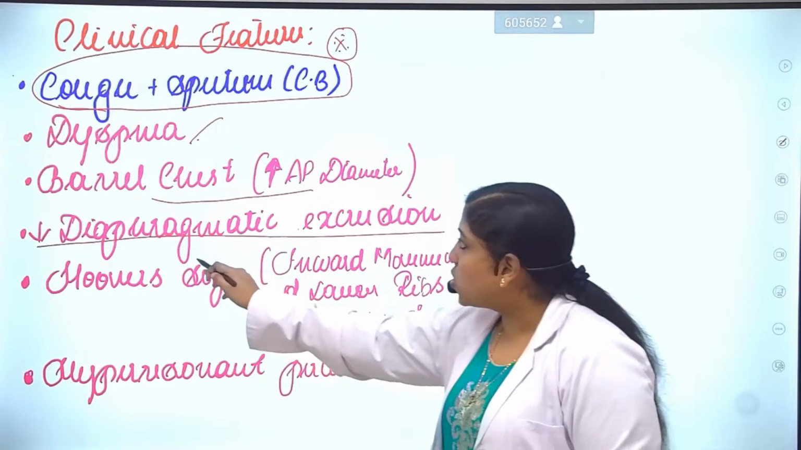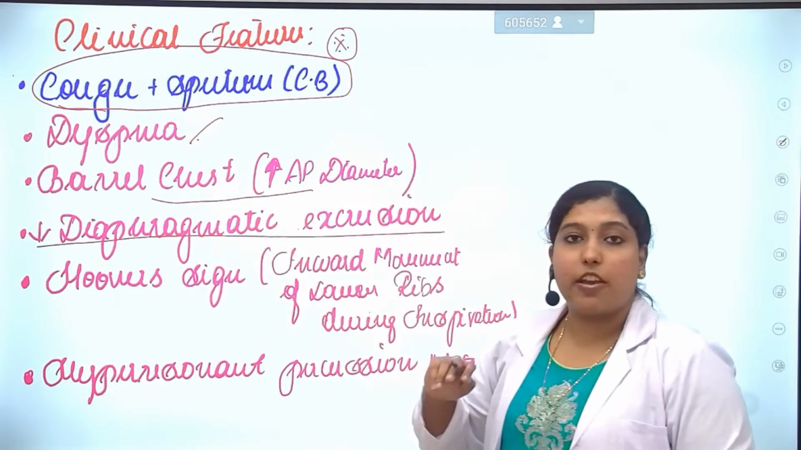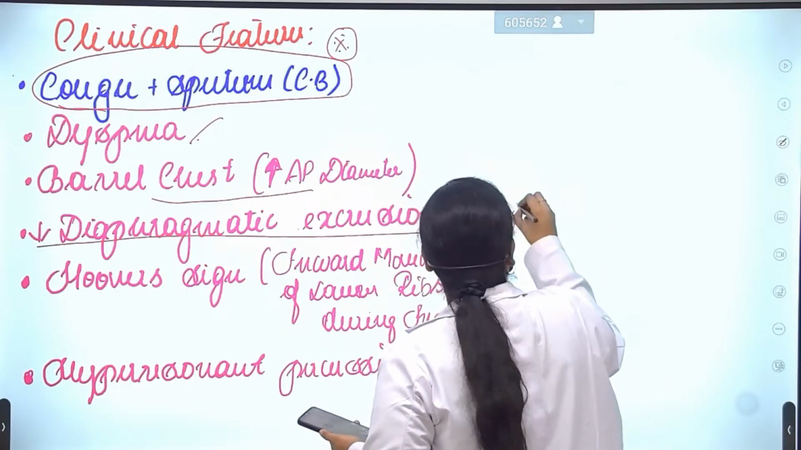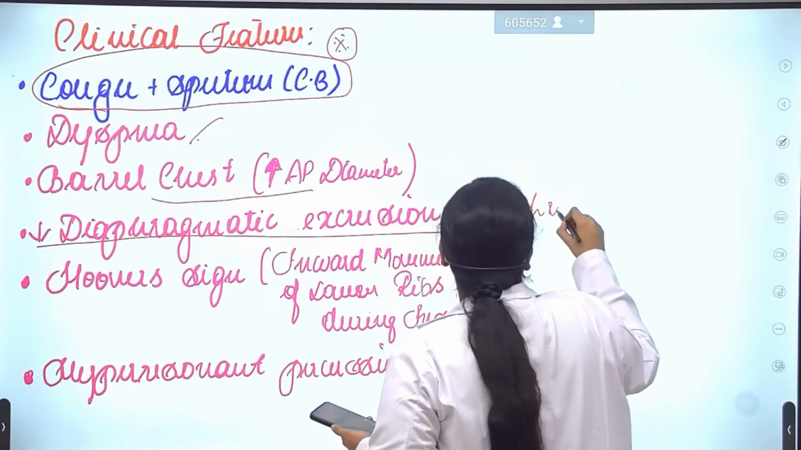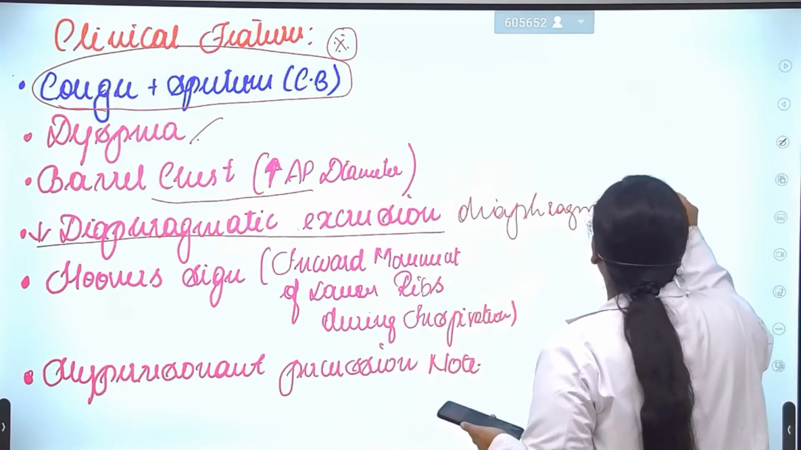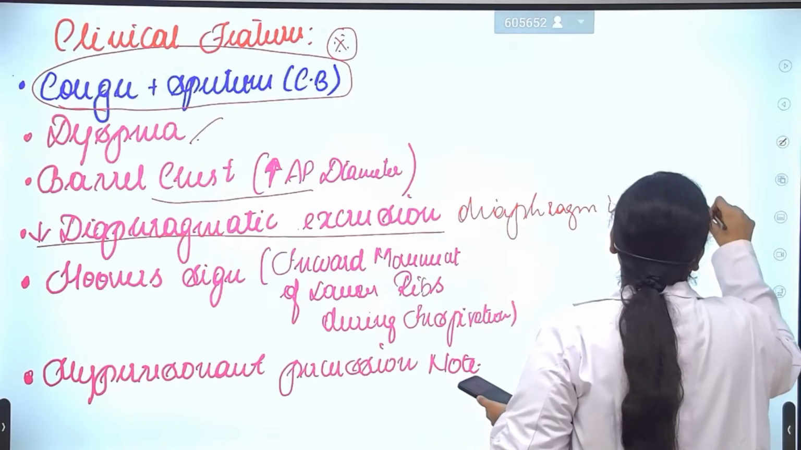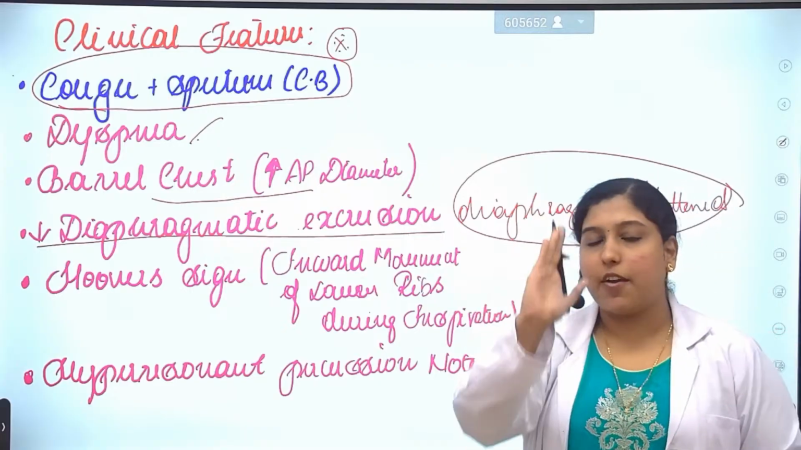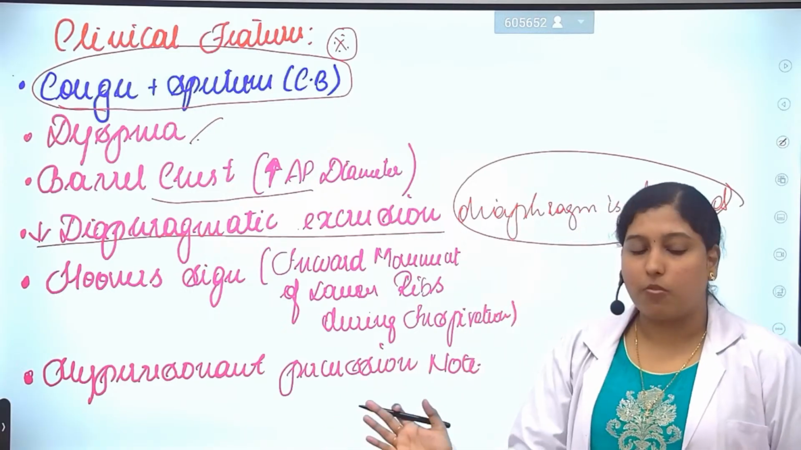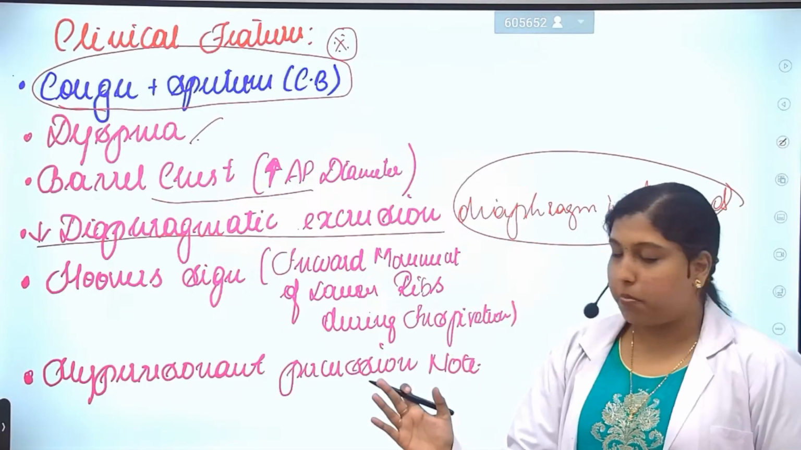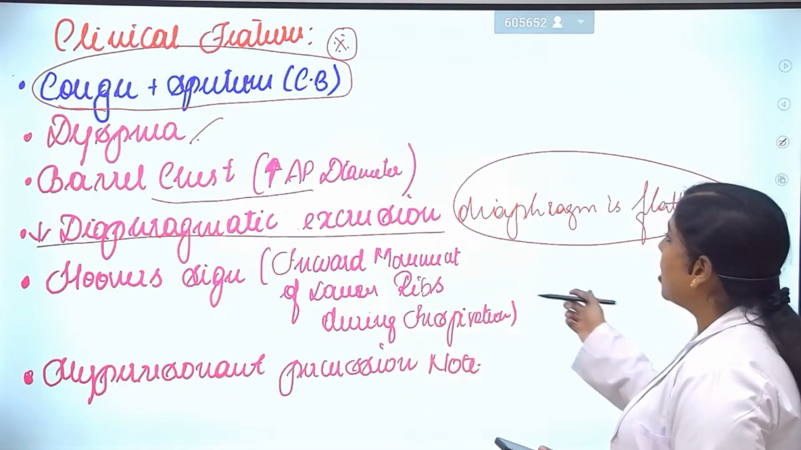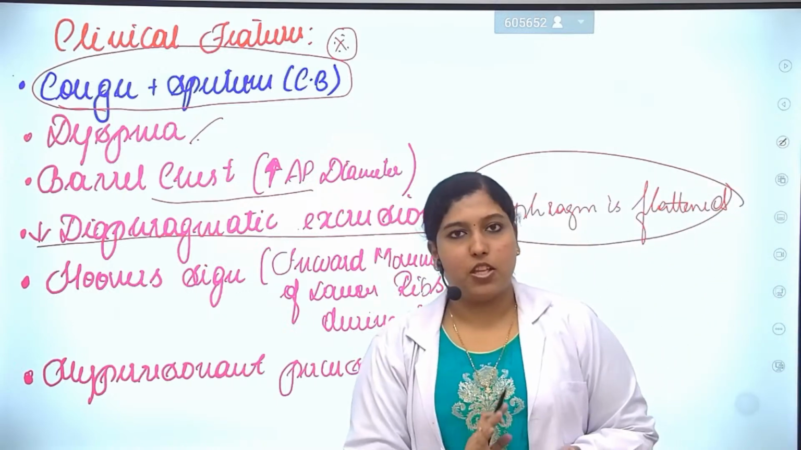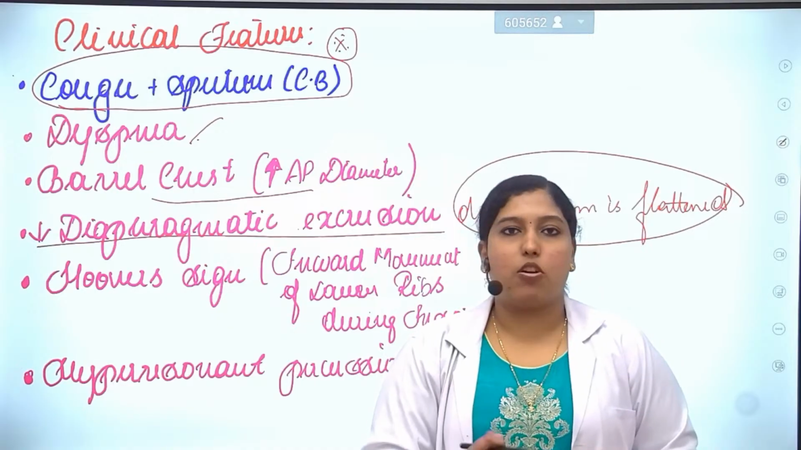In a patient with emphysema, the diaphragm is flattened. In this case, the vertical movement of the diaphragm will not at all take place, which in turn is going to cause decreased diaphragmatic excursion. Diaphragmatic excursion is the vertical movement of the diaphragm forward and backward during expiration and inspiration.